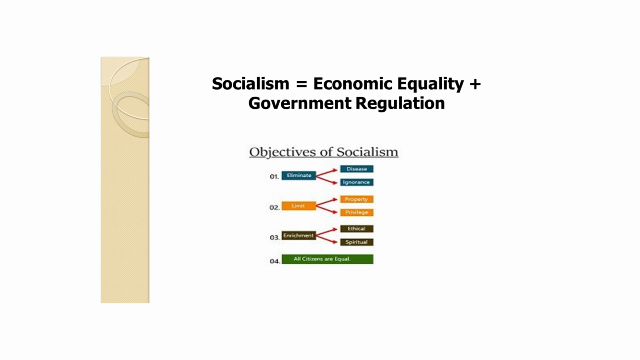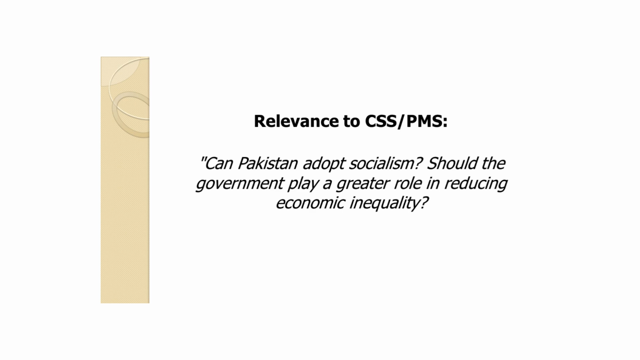So if we talk about socialism and CSS exams, the question of socialism can be asked with reference to the Cold War. It can also be asked with reference to the role of government in Pakistan in eliminating hunger, poverty, unemployment. And as an example, can Pakistan adopt socialism? Should the government play a greater role in reducing economic inequality?